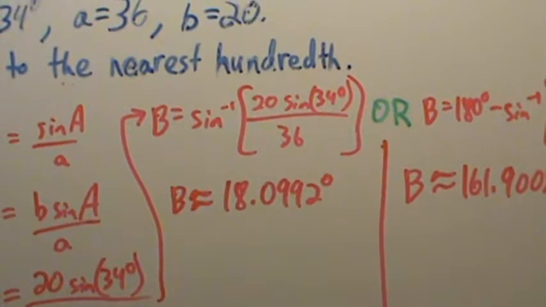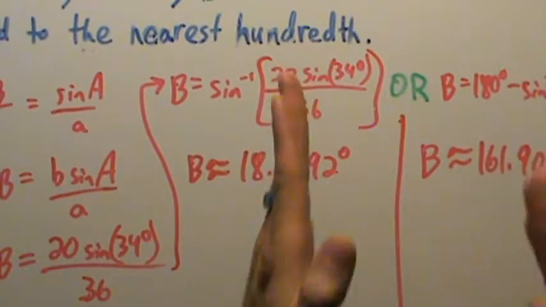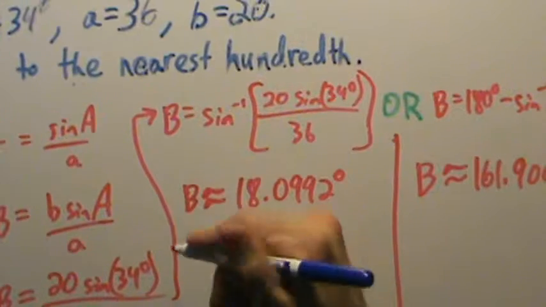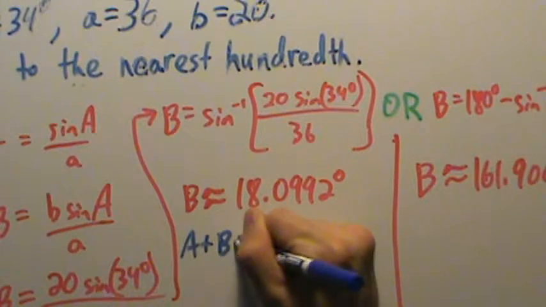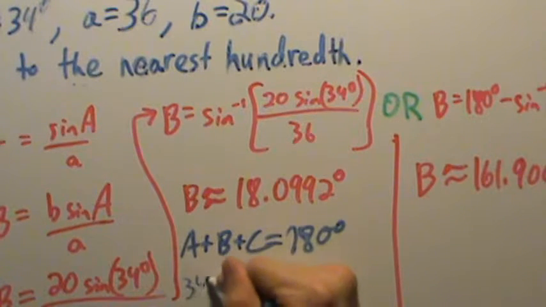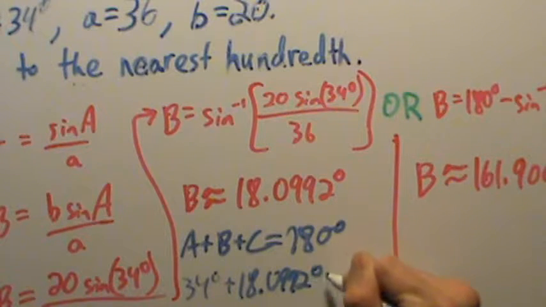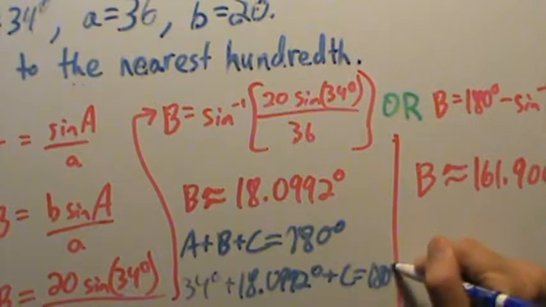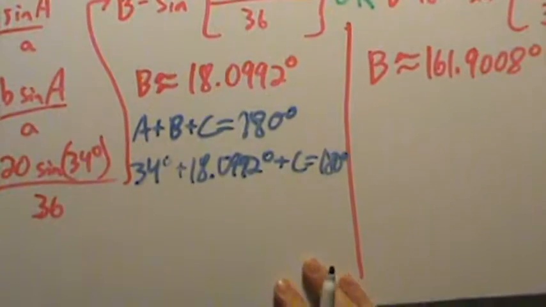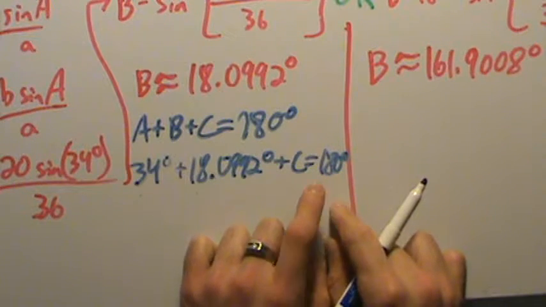Okay, so now that we have B and A, now we have two separate cases going on. So let's get C. A plus B plus C equals 180 degrees. A is 34 degrees. B is 18.0992-ish degrees. C is unknown. 180 degrees is 180 degrees. So 34 degrees plus this mess here plus C equals 180 degrees. So it's just a simple linear equation.